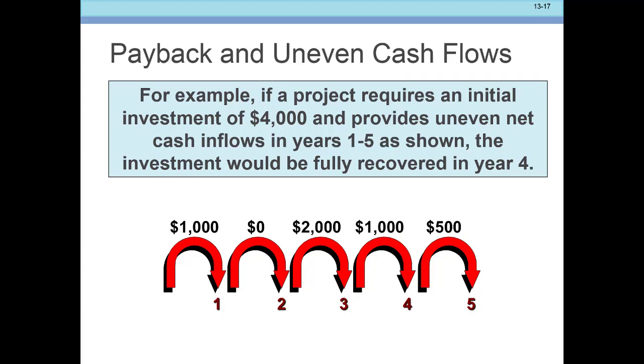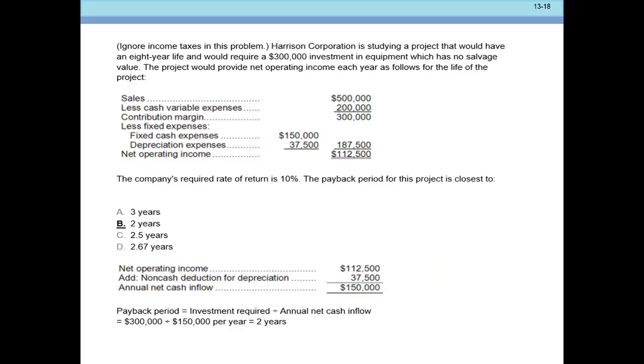All right, so let's take a look at a couple of questions here using the payback method. It's pretty easy, but they do bring out a nice point here that we don't see on the slides. This company has an investment with an 8-year life, and it's going to require $300,000 up front with no salvage value. So we know that our numerator is going to be $300,000 because that's the initial investment. And now we want to see what our annual cash flows are going to be.